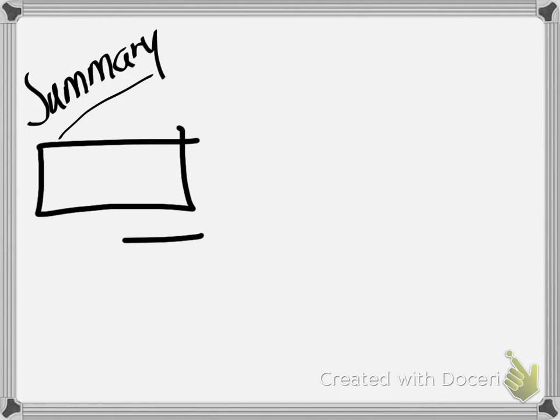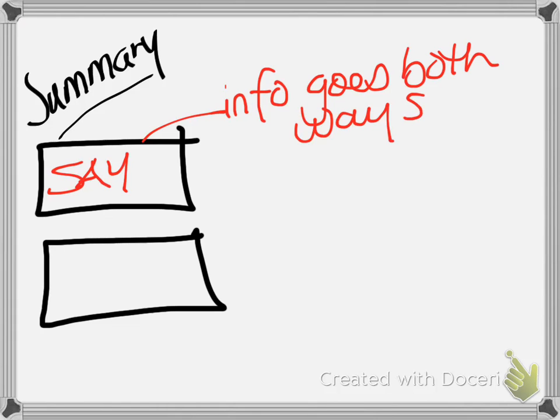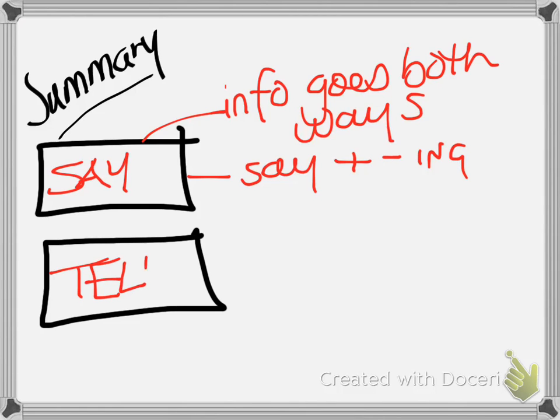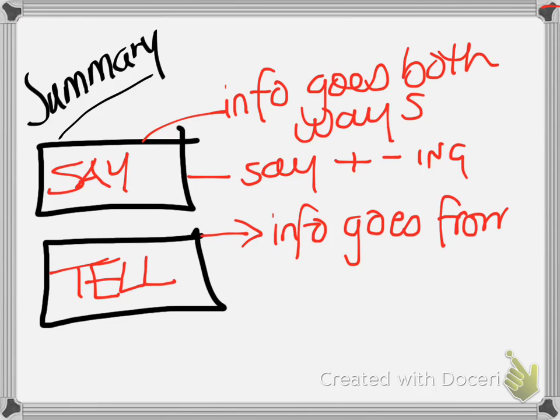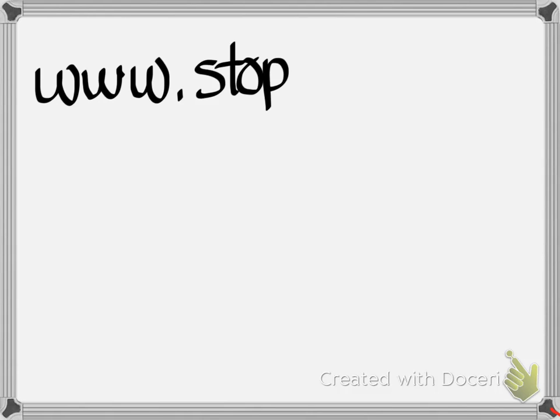Okay? So, quick summary of everything. Say is for information that goes back and forth between the listener and the speaker. Say also uses the ing form. Where tell, the information goes from the speaker to the listener, but not necessarily returned. And it's used a lot in the context of giving information without receiving information back. So that's a quick review for today.